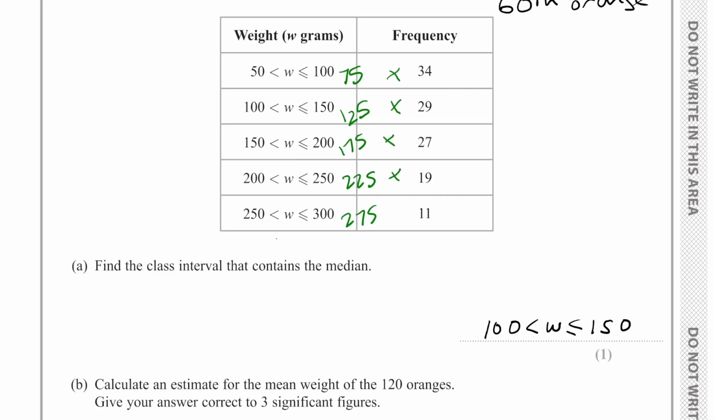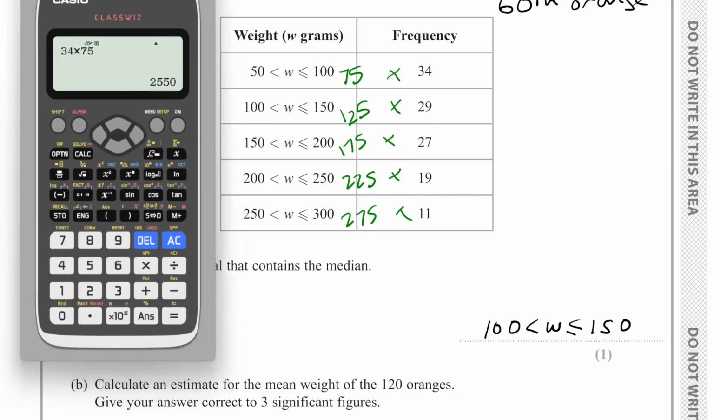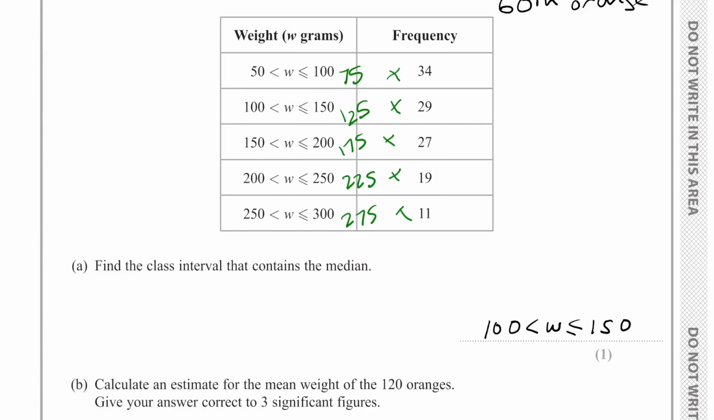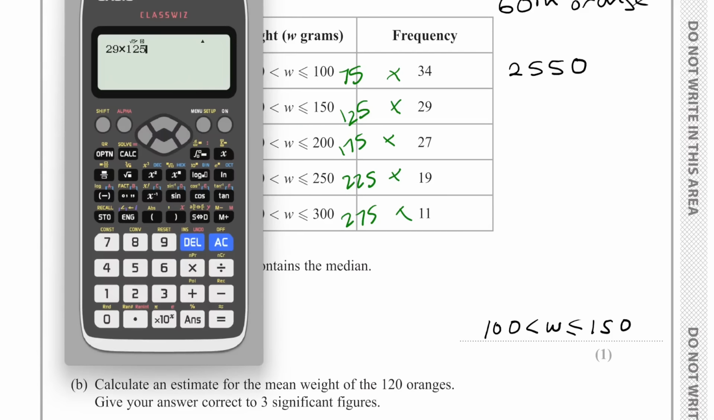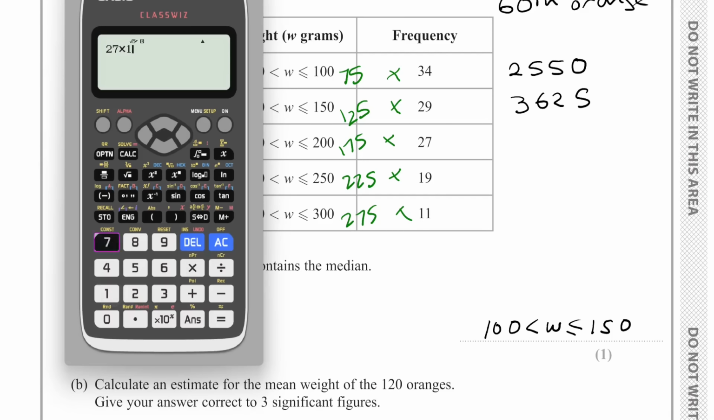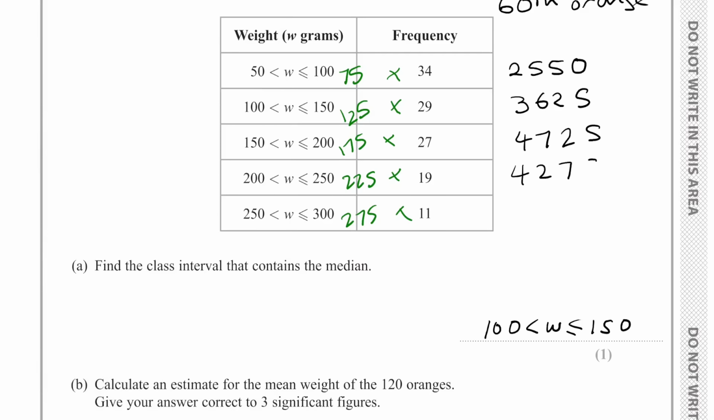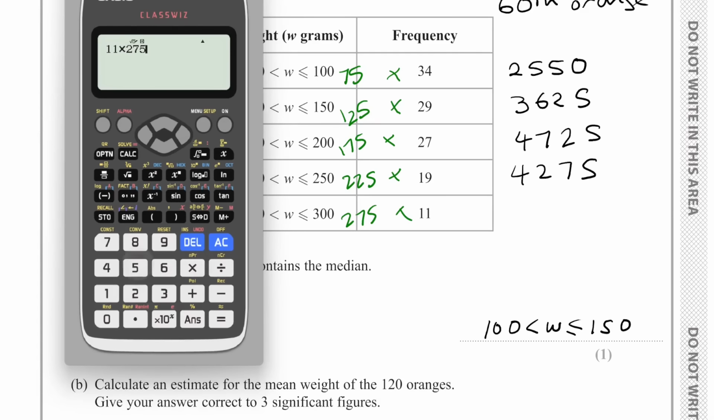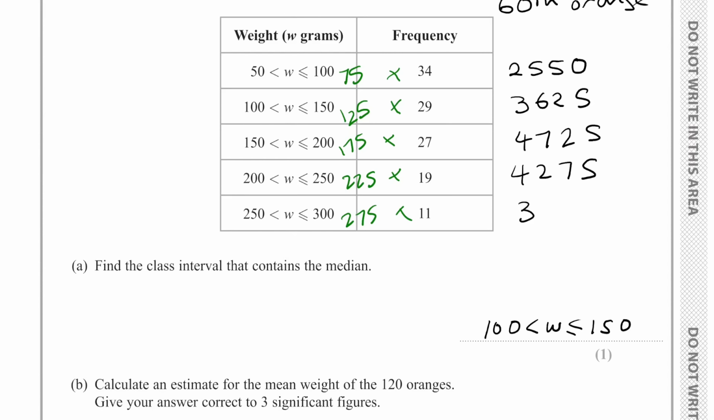So we need to add them all up. If we've got 34 oranges that weigh 75 grams, that is 2,550 grams. 29 lots of 125 is 3,625. 27 175s is 4,725. 19 225s is 4,275. And 11 275s is 3,025.